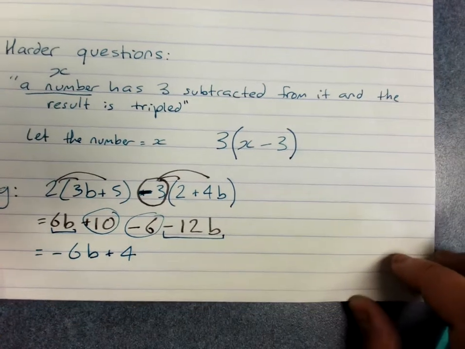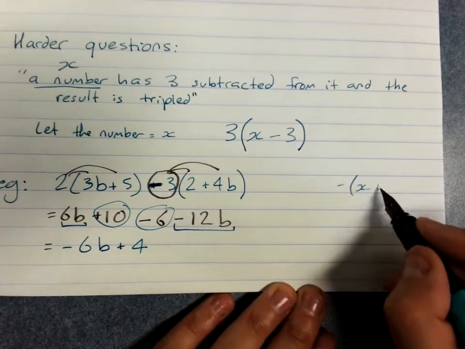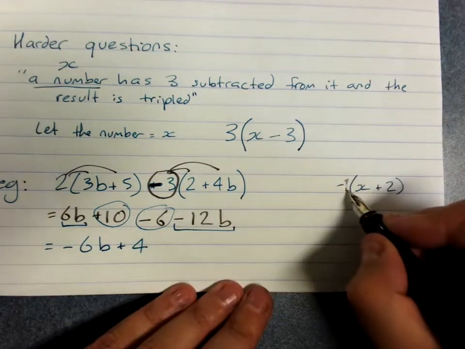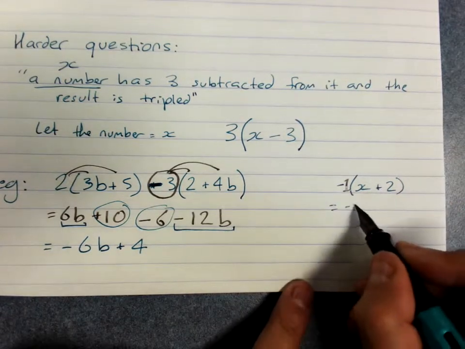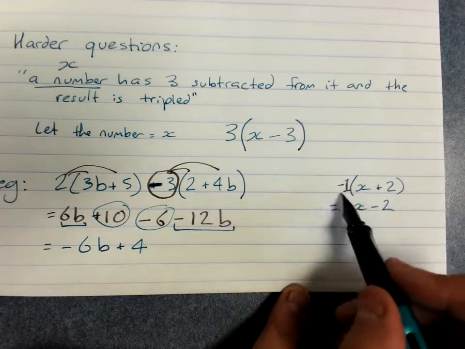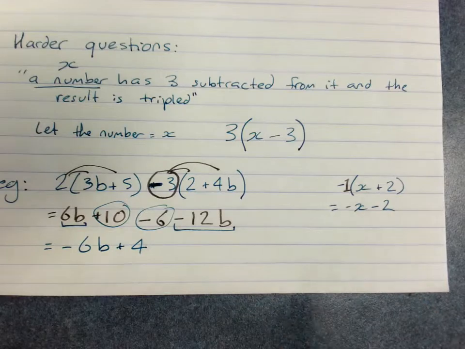And just another little reminder, if you've ever just got a negative outside of a bracket, this of course means negative 1 out the front of the bracket. Negative 1 times x is negative x. Negative 1 times 2 is negative 2. Just having a negative outside the brackets simply switches the signs of the terms in the brackets.